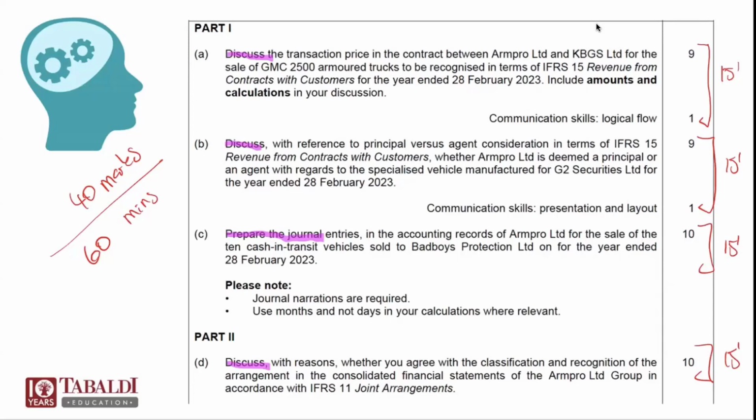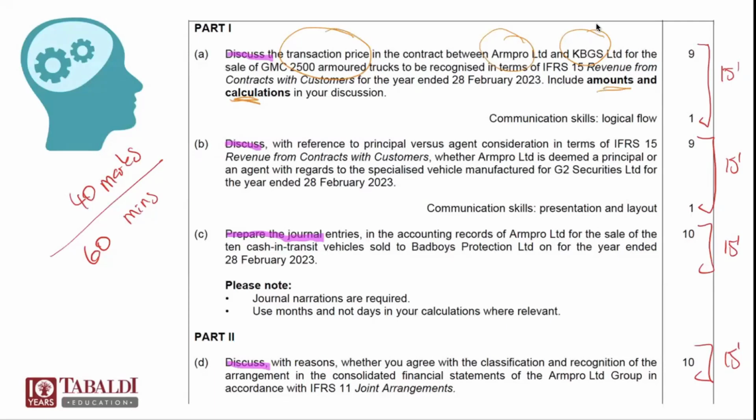But anyway, so part A, we're looking at a transaction price. Transaction price, I know some IFRS 15 stuff. Between who are the entities, AMPRO and KBGS, in respect of armored trucks. So it's a discussion around transaction price. We have to include amounts in our calculations.